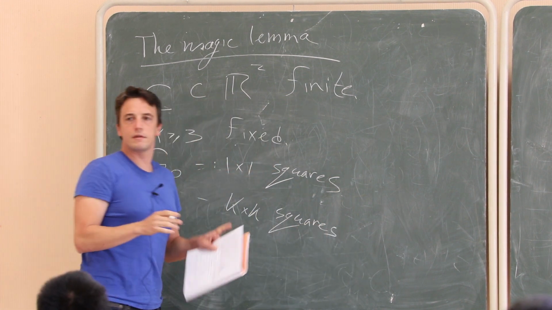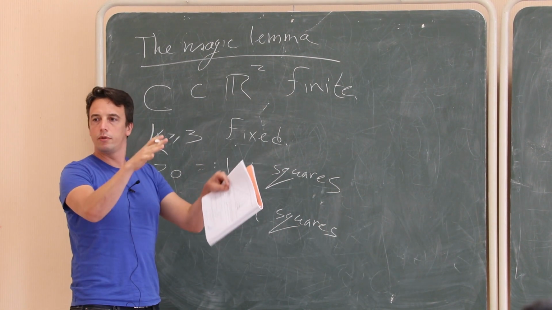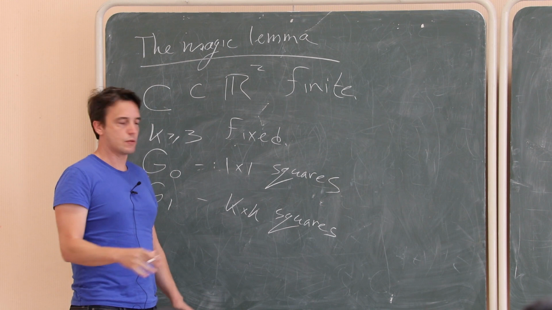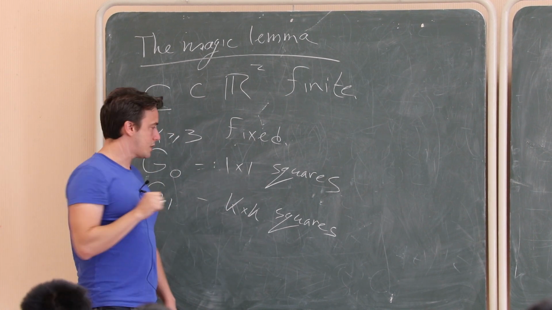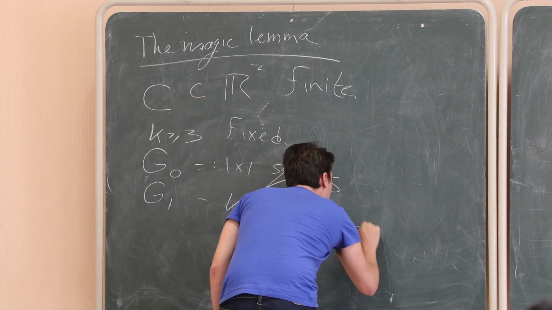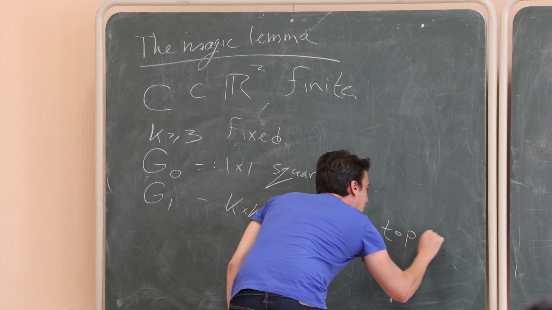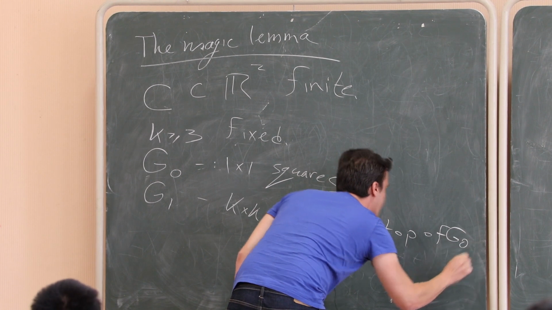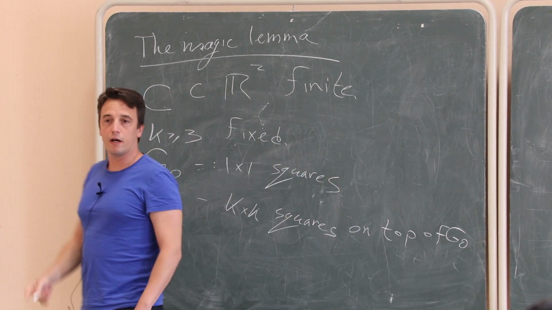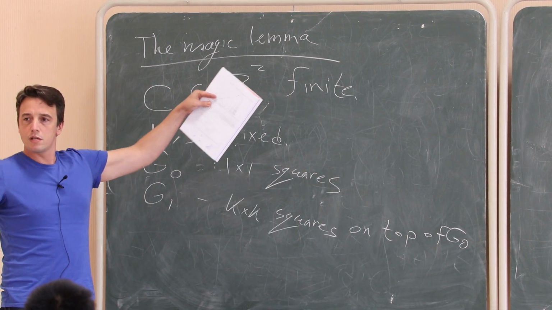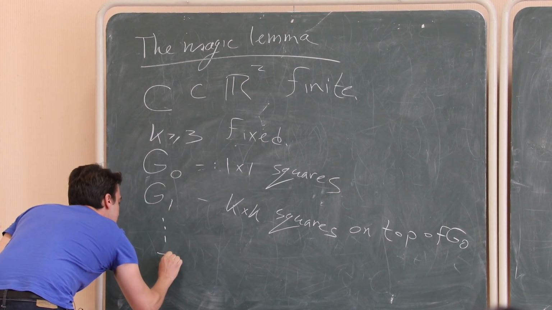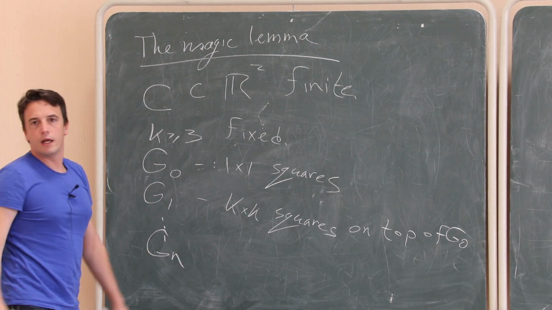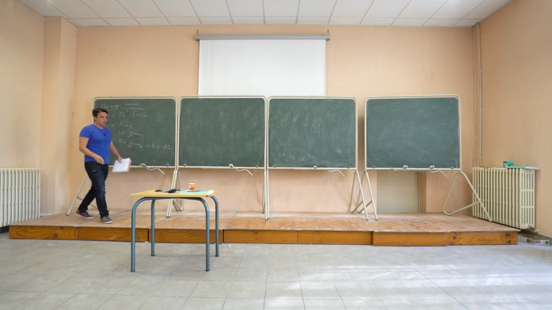And it was important that the tiling G1 is on top of G0, right? So if you have a k by k square, it's tiled exactly by 1 by 1 squares. So this is on top of G0. And this way we defined bigger and bigger squares, and also squares that become little, right? So there was a Gn for any n that is an integer.